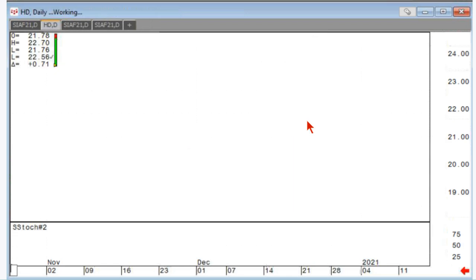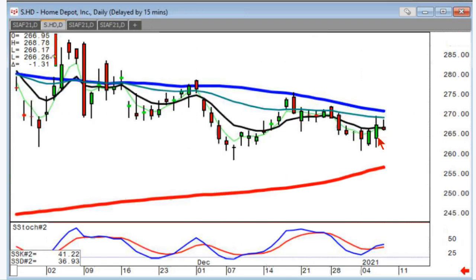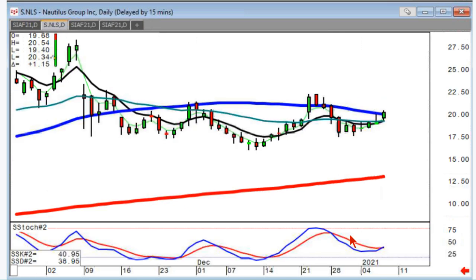Home Depot, nothing. Would not be long or short this one. Not going anywhere. This Nautilus, that one you could buy on positive trading. Then the next target would be trying to get through this level.